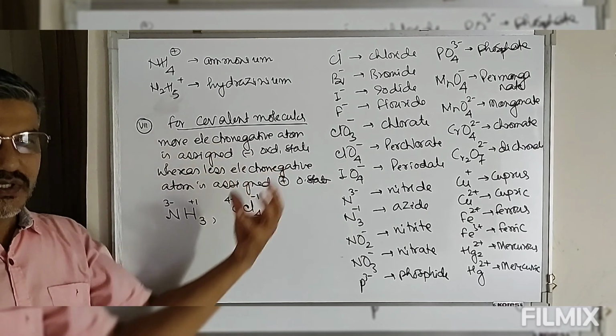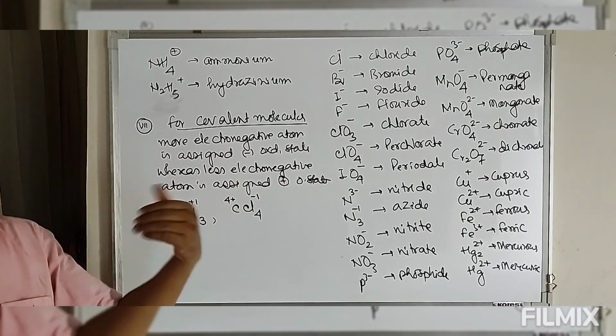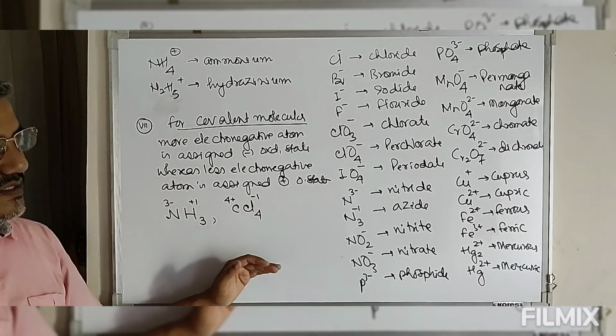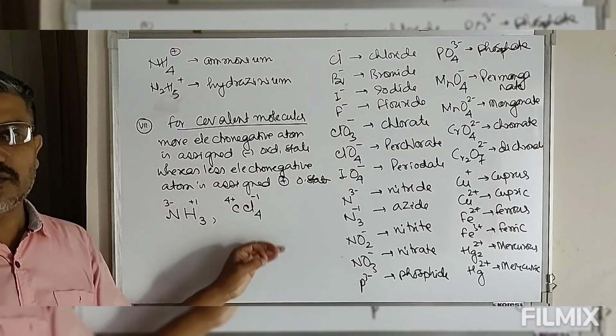So these are some of the rules that we use for defining the oxidation state of any given atom. Now let's see how we apply this to define the oxidation state of a particular component in a big compound.